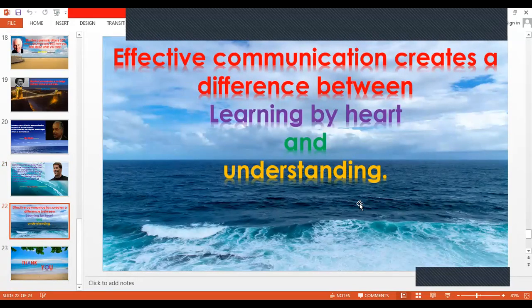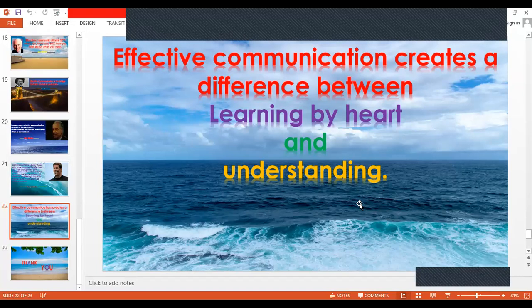So, at the end, dear teachers, I want to say effective communication creates a difference between learning by heart and understanding. Yes, this is the thing. This is the fundamental purpose of this session, that effective communication is very important in our lives. If we learn anything by heart, then after one day, after 2 days, perhaps after 1 month, we forget that particular thing we have learned.